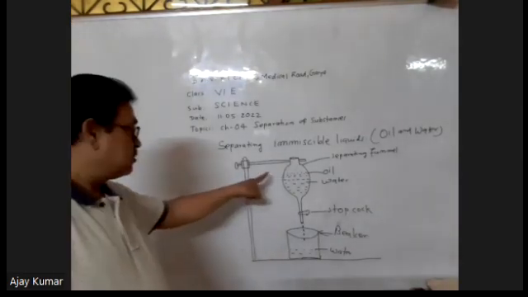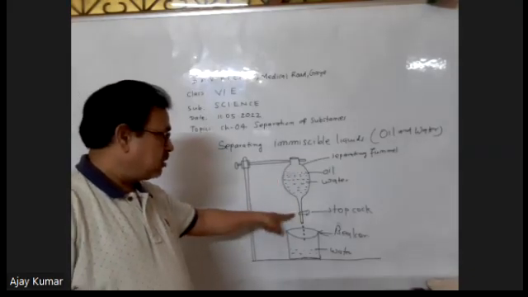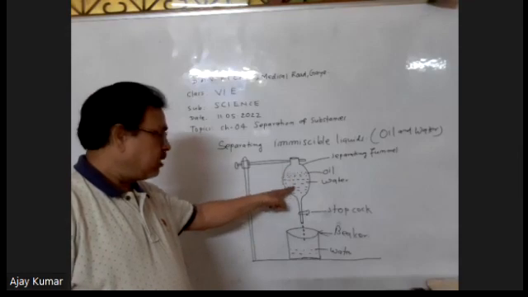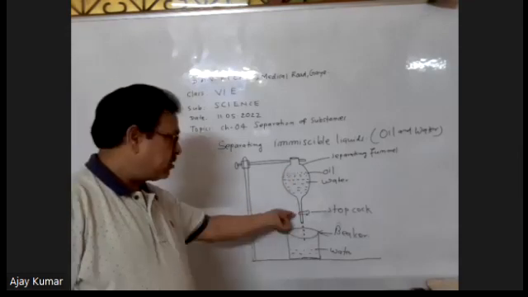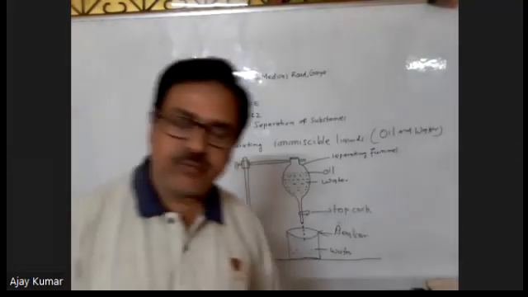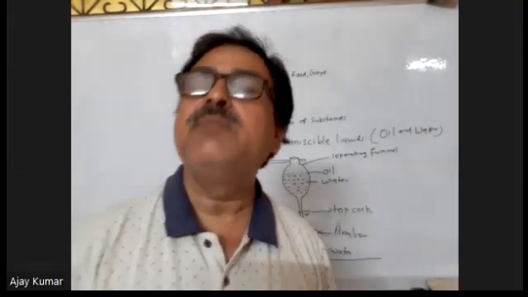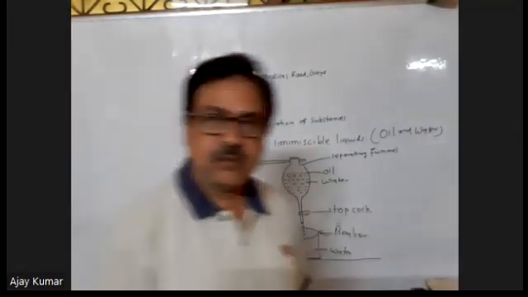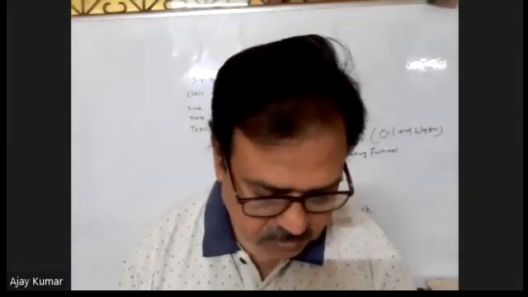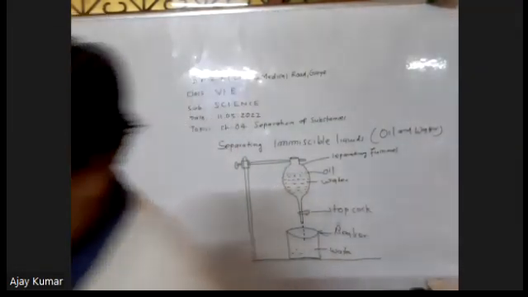Stand, separating funnel, stopcock, beaker, oil and water. With the help of the stopcock, water is taken in the beaker and oil is kept in the separating funnel. So this is the method of separating the oil from the water. So this is activity 7, you will see.